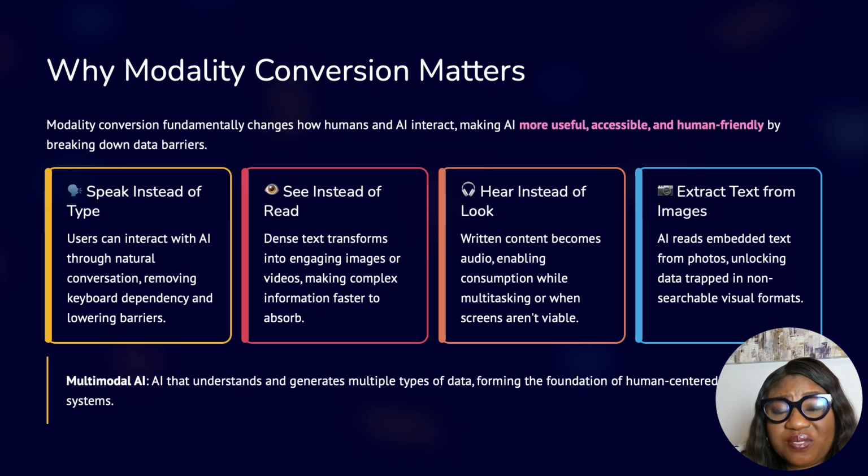Modality conversion fundamentally changes how humans and AI interact. It makes AI more useful, accessible, and human-friendly by breaking down data barriers. So you can see that multimodality is very, very important. It is what makes us able to speak instead of type, to see instead of reading, to hear instead of looking, and to extract text from images. Multimodal AI makes AI more useful, accessible, and more human-friendly to the user.